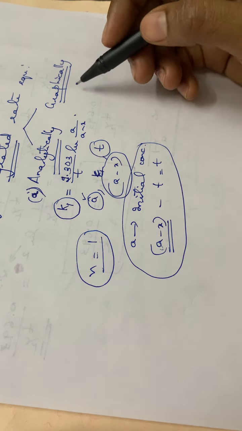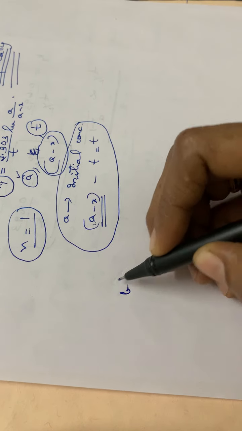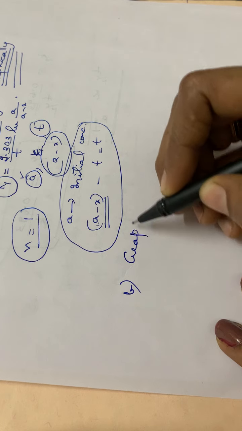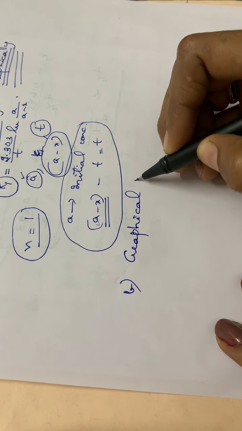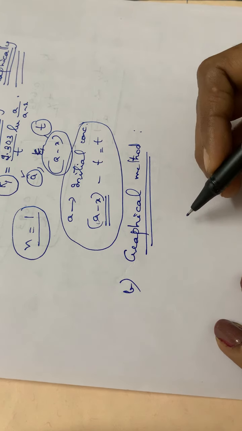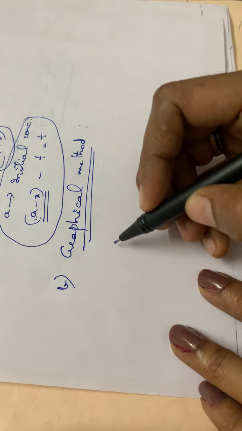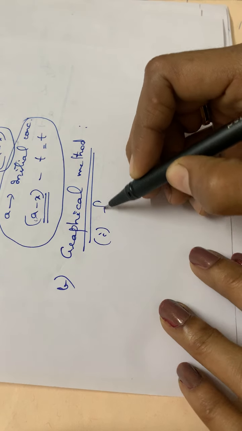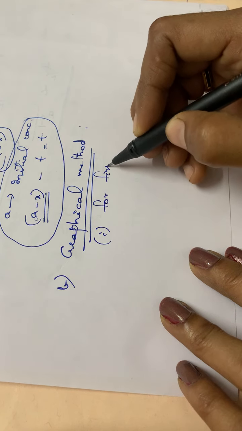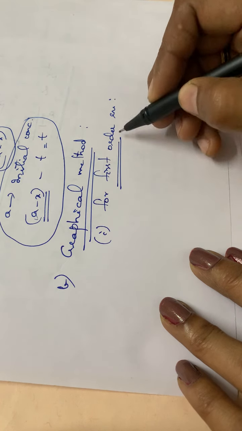Then the next one is the graphical method, that you have to study in detail. So the B part is the graphical method. We can do this graphical method for two graphs. The first case is for a first order reaction.